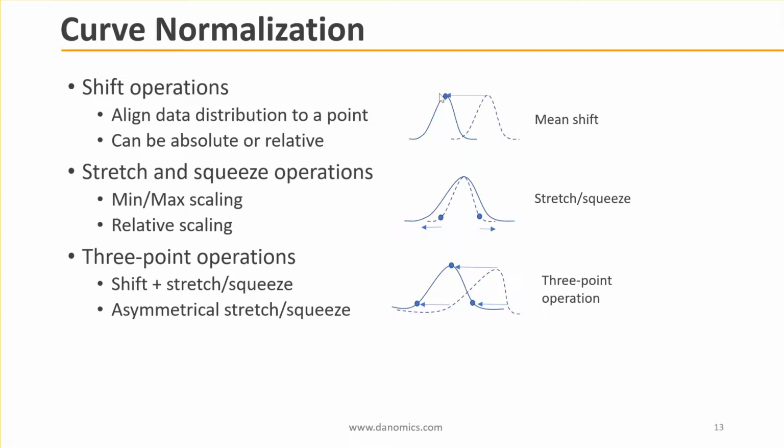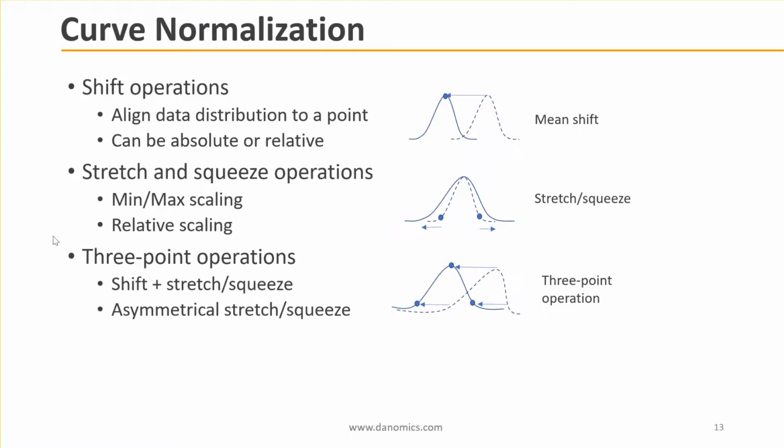So you can do min-max scaling, you can do relative scaling, you can scale based on percentiles. So that's my personal favorite. I like to scale wells so that their P10 or their P90 distributions roughly line up if I'm going to use normalization. You can also do some things like a shift plus a stretch and squeeze, or an asymmetrical stretch and squeeze. The only caution here is that the more sophisticated you try to be with your normalization, the more care that you need to put into it, because you can really start distorting trends in the data if you're not careful.